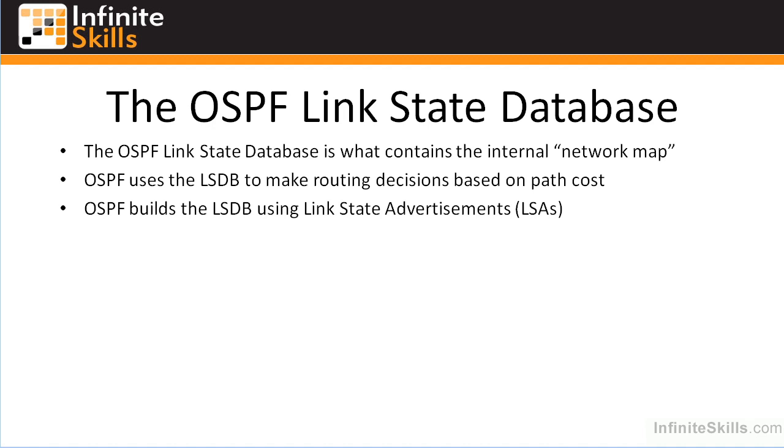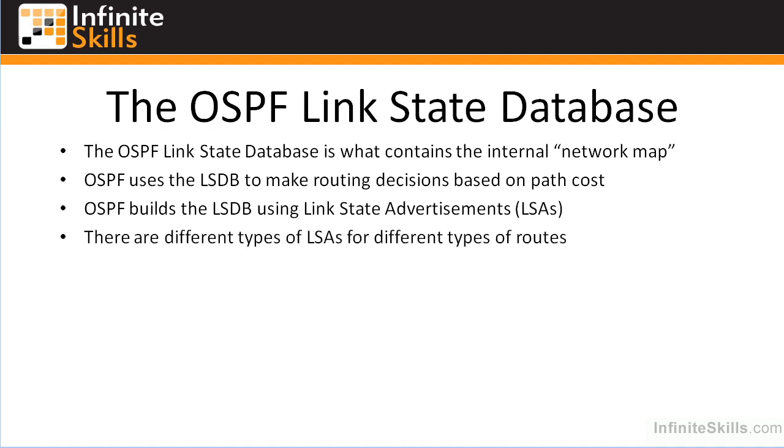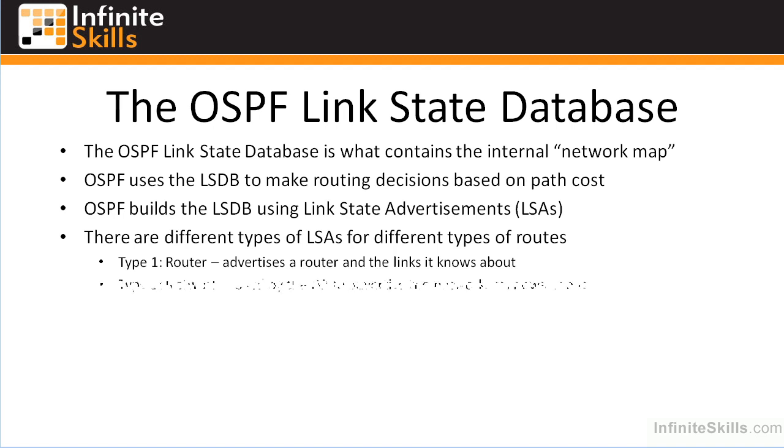Now, there are several different types of LSAs for different types of routes, and we won't go into all of them here at the CCENT level. But the ones that you may want to remember for the exam are a Type 1 LSA, which is a router LSA. It advertises a router and all the links that that router knows about. We also have a Type 2 LSA. It is a network LSA, and it is used by the designated router on an Ethernet or multi-access segment to advertise the networks that that designated router knows about.